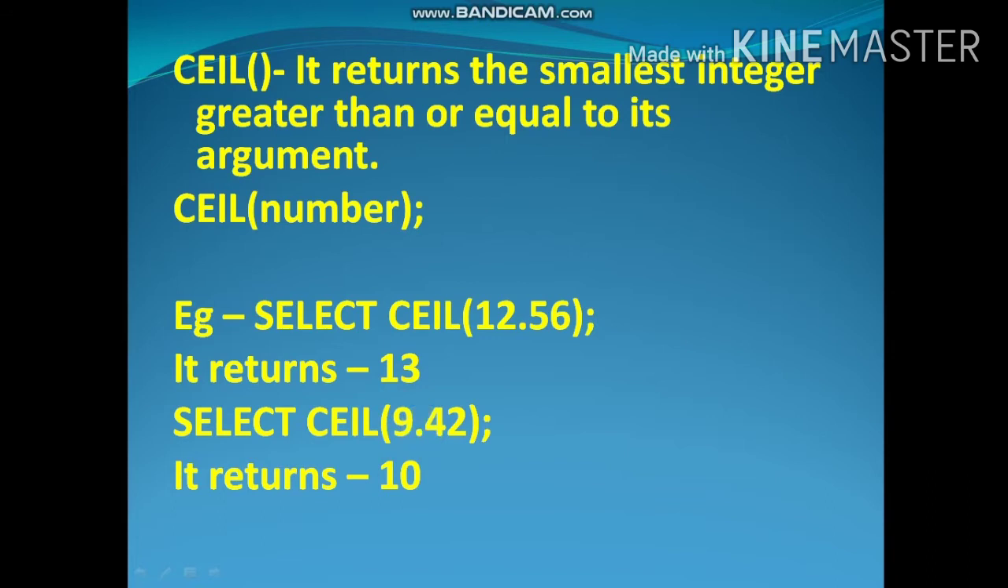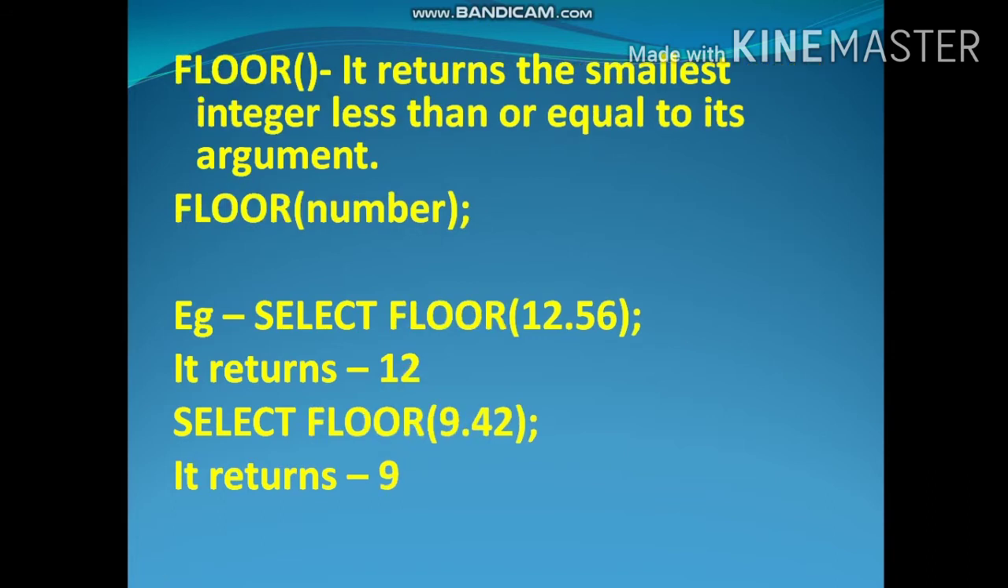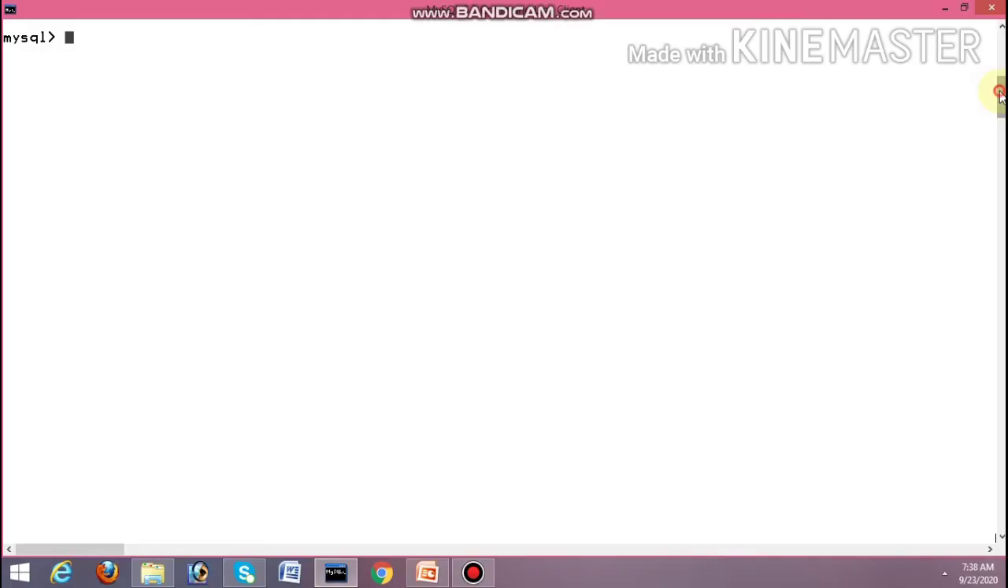Another function is the floor function. It returns the largest integer less than or equal to its argument. Syntax is floor(number). Select floor(12.56). It returns only 12, not 13. It returns only 12, not more than 12 and not less than 12. Another example: select floor(9.2). It returns 9. Now we do it in MySQL.